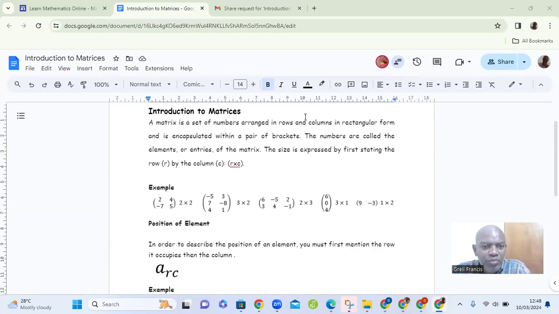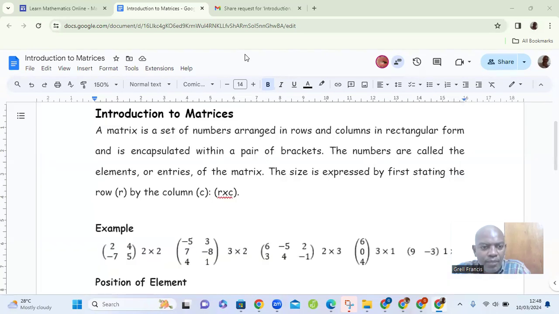So this video is with regards to the introduction of matrices. A matrix can be considered as a set of numbers arranged in rows and columns in rectangular form and is encapsulated within a pair of brackets, curved brackets.